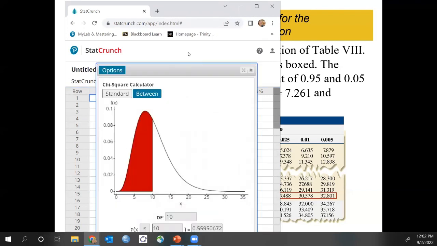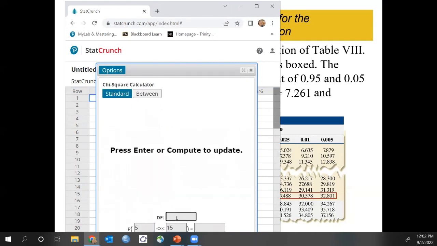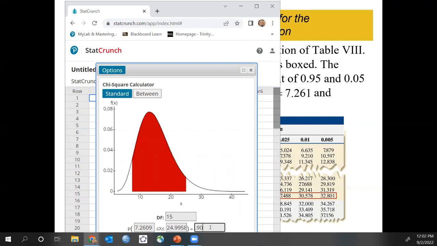Okay, it's going to pull up the same thing like the other one. We want a between. I'm going to enter my degrees of freedom is 15. Oops, my thing is not on. And this one gives me the area between them is 0.90. And you can see the matches here, 7.261 and 24.996. That would round up.